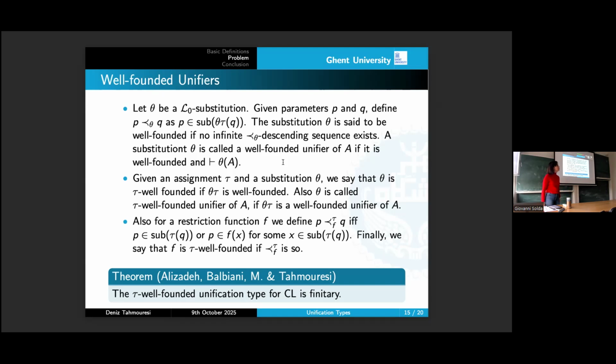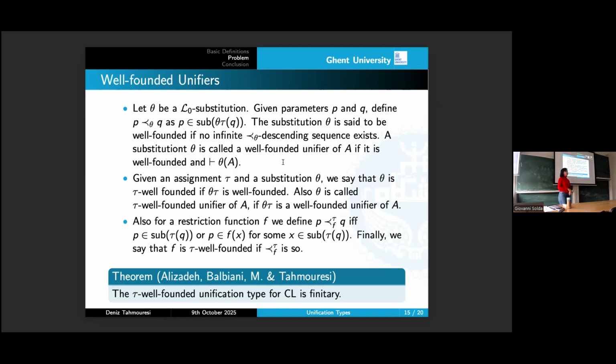Could we go a bit back? So for this relation, P less than Q according to theta, how would you define it? So you say that what? P and Q are two parameters. Okay, sure. P is less than Q if it is in the subformulas. But the subformulas of what? Of the combination of theta, tau, Q.